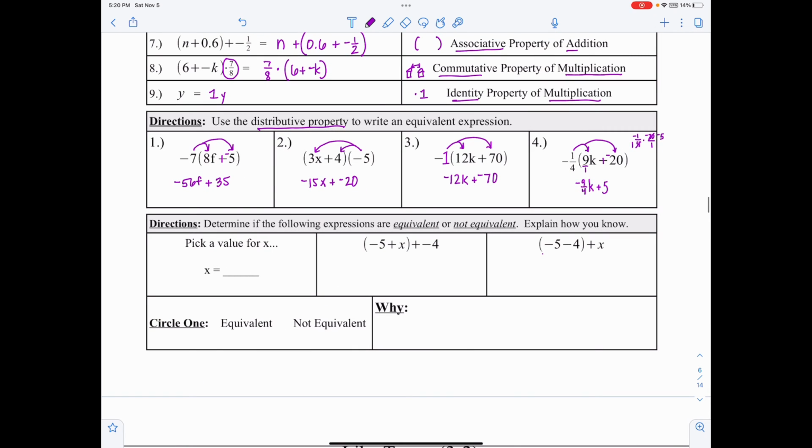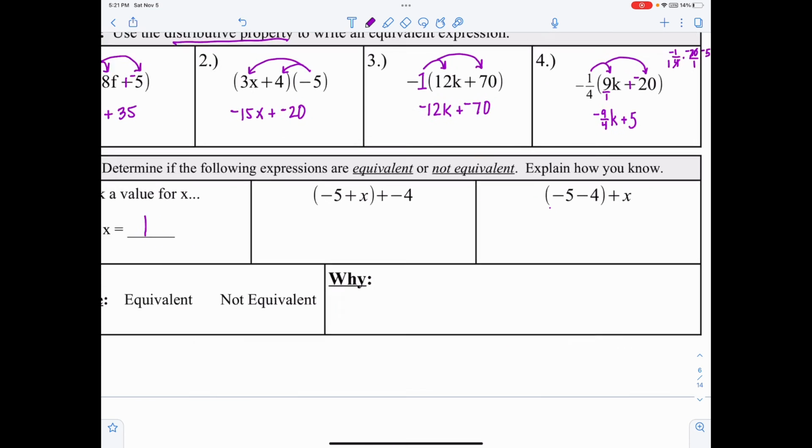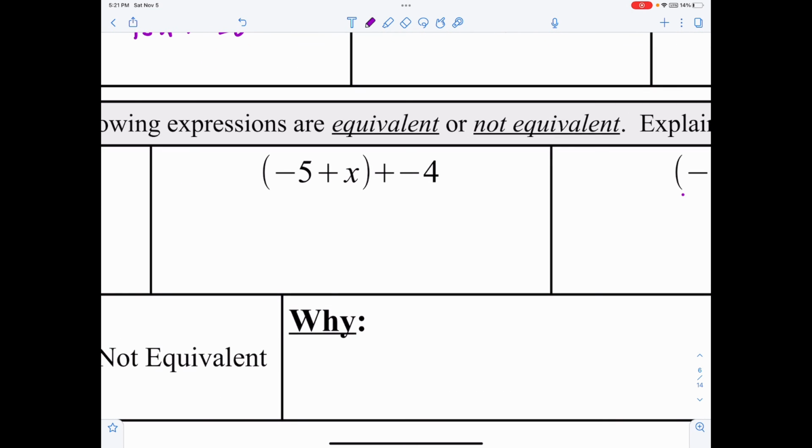All right, this next section, we are picking a value for x, plugging it in, and then we're going to say whether they are equivalent or not equivalent. Okay, so I'm just going to pick something simple. If you have a choice, don't make it complicated. Even simpler would be to pick something like 1 or 0. So why don't we just do that? We'll keep it nice and simple since we have the option to. So x is equaling 1.